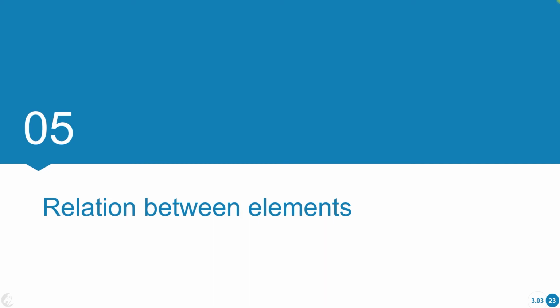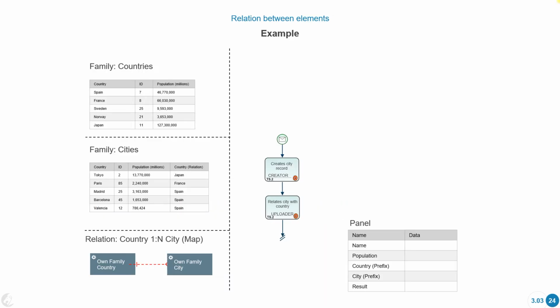Relation between elements. Here we can see a function that's very easy to configure. In this example, we have a process where we input some information in the start message event. Once the information is input here, the flow is going to be redirected to the system task, where we have a creator system task and we're going to create a new record.